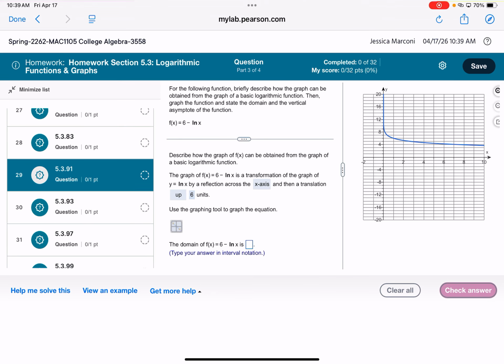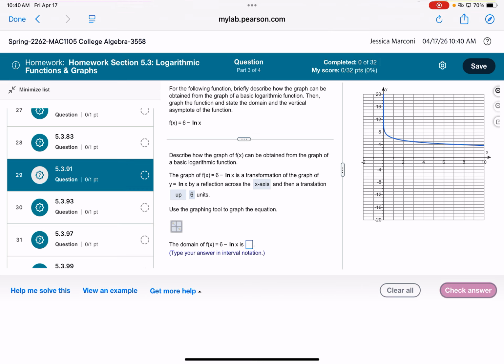transformations. Okay, now on these, it's going to ask about the domain. So remember we said the domain of the base graph is from 0 to infinity because it'll never cross that vertical asymptote. Well, unless we move this left or right, that will always be the same. If I move it up and down, that's not going to change. If I reflect it, it's not going to change. The only thing that will change that domain and that vertical asymptote is if you have a horizontal shift.